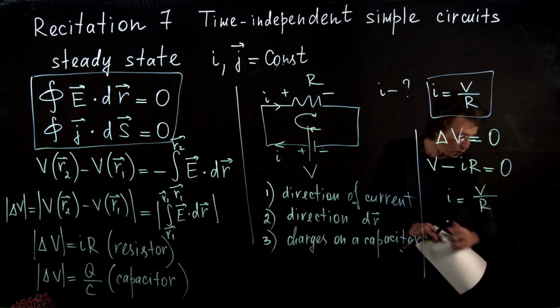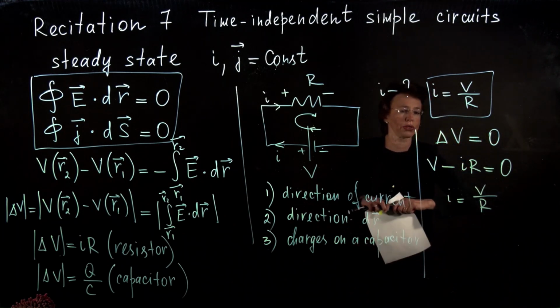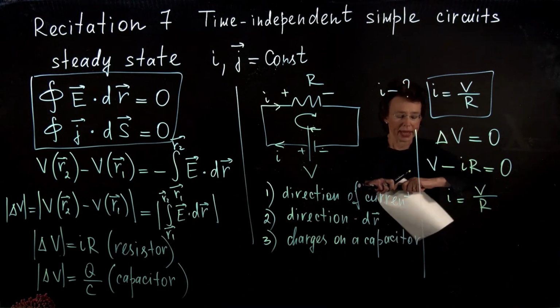Okay. So this is one way to think about this problem, to go around the loop in terms of delta V.